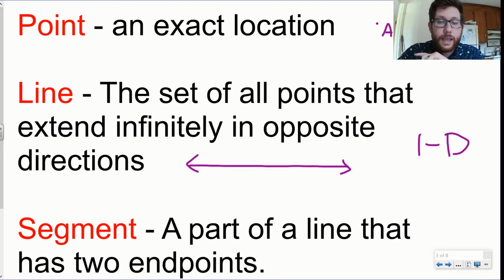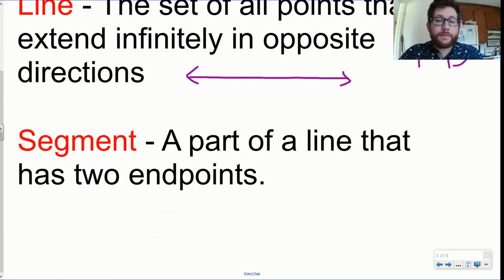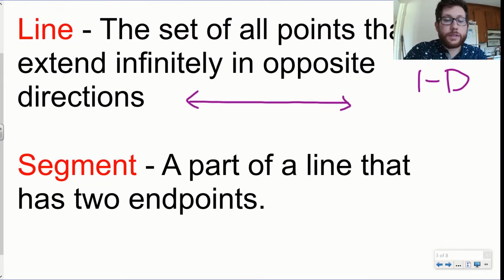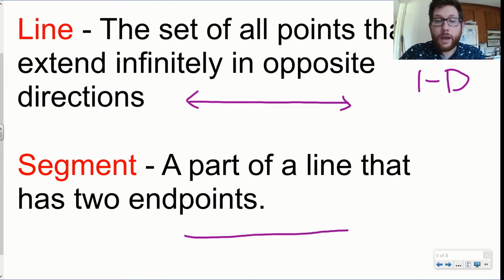Now, when we get to segments, a segment is a part of a line that has 2 endpoints. And so the difference here between a line and a segment would be something like this. The segment is usually actually what we think of when we talk about lines. We're actually usually talking about segments.